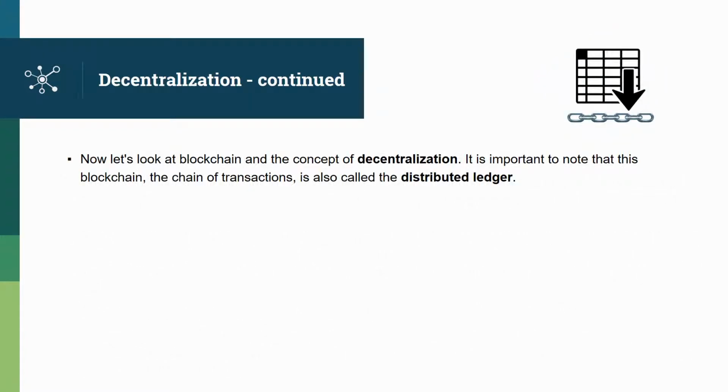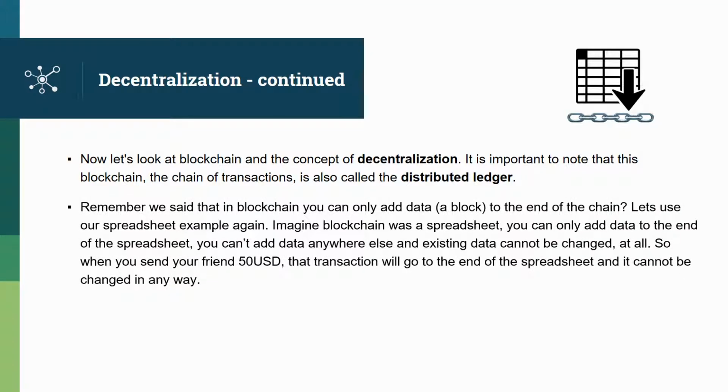Now let's look at blockchain and the concept of decentralization. It is important to note that this blockchain, the chain of transactions, is also called the distributed ledger. Remember we said that in blockchain you can only add data, a block, to the end of a chain? Let's use our spreadsheet example again. Imagine blockchain was a spreadsheet. You can only add data to the end of the spreadsheet. You can't add data anywhere else, and existing data cannot be changed at all.